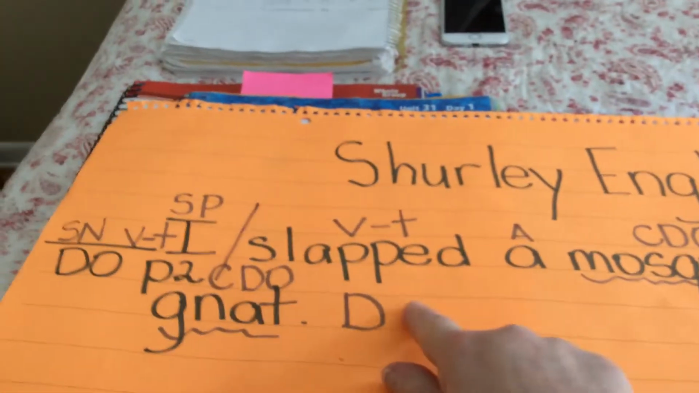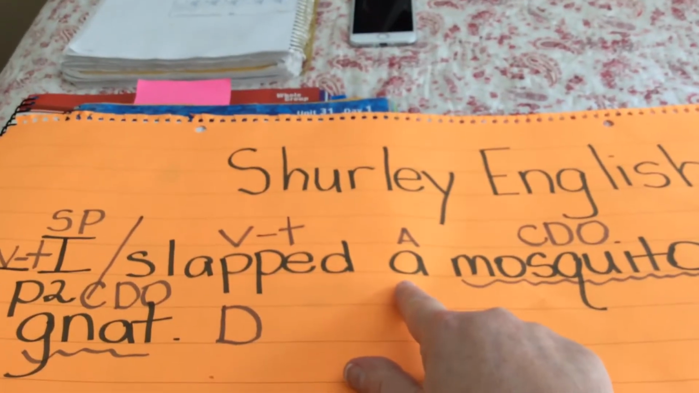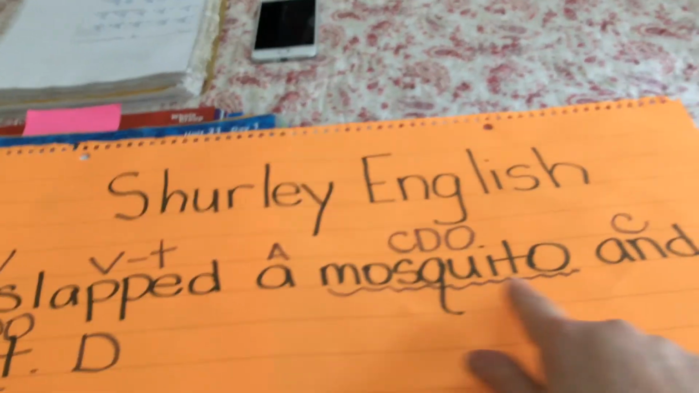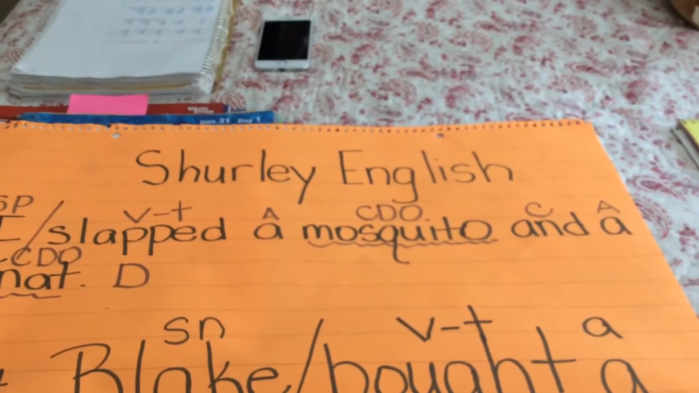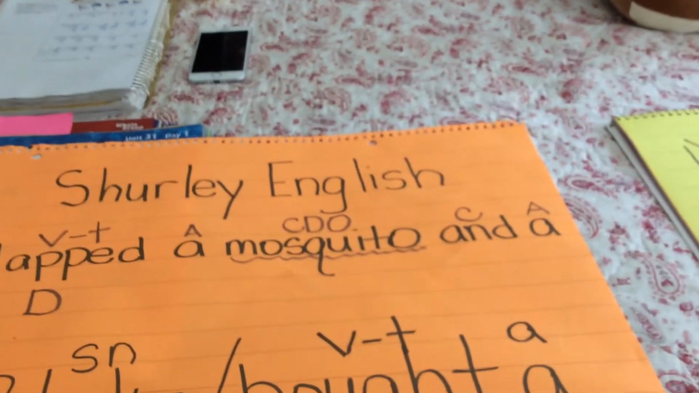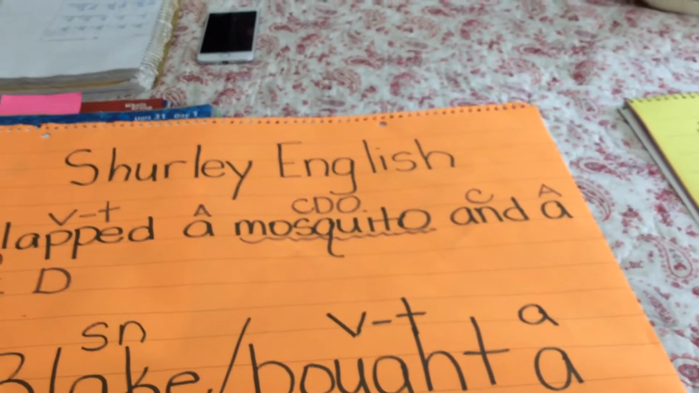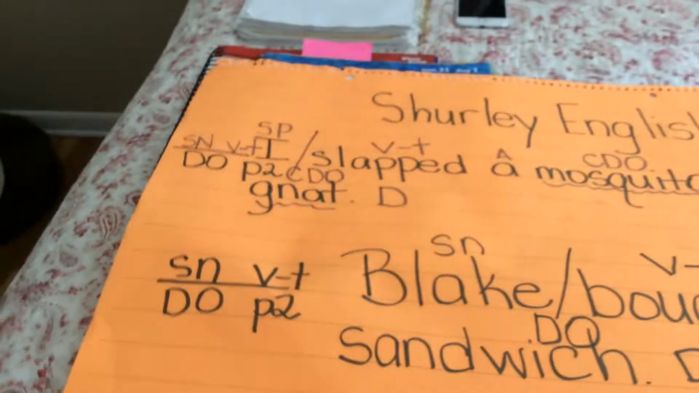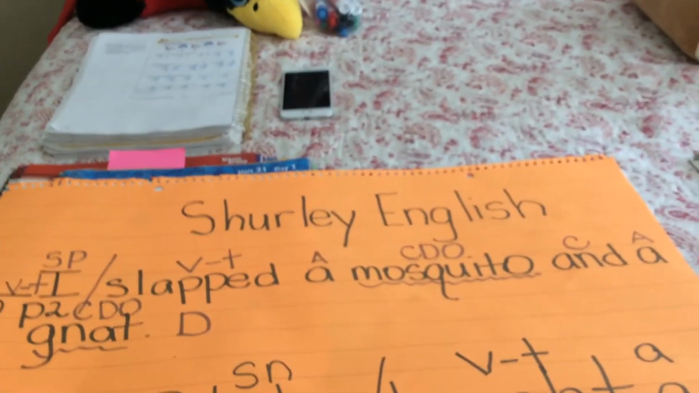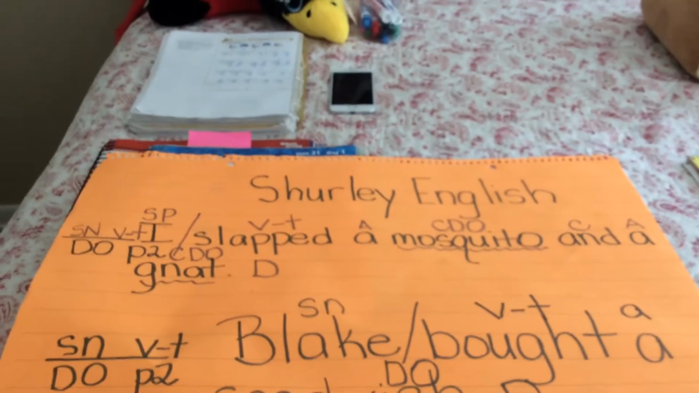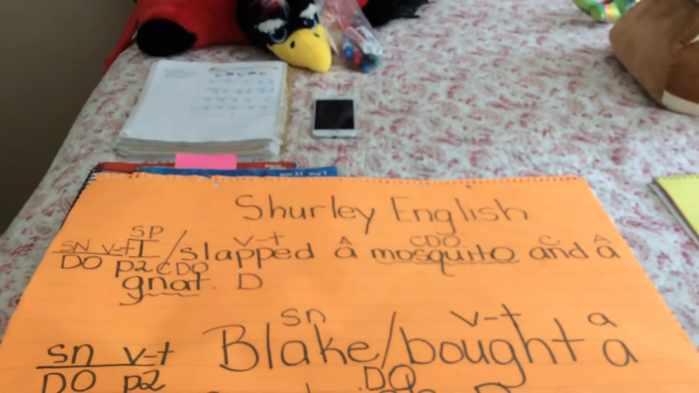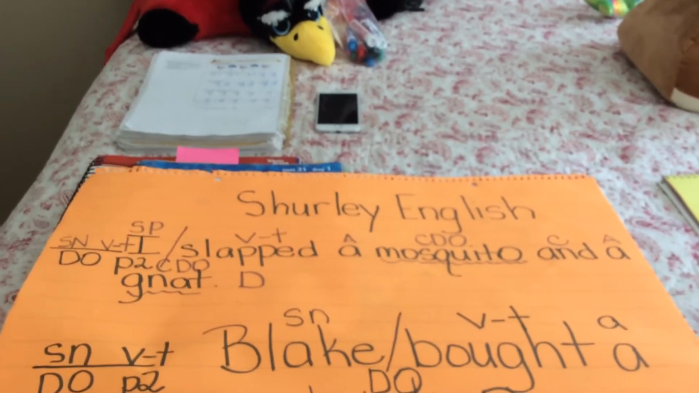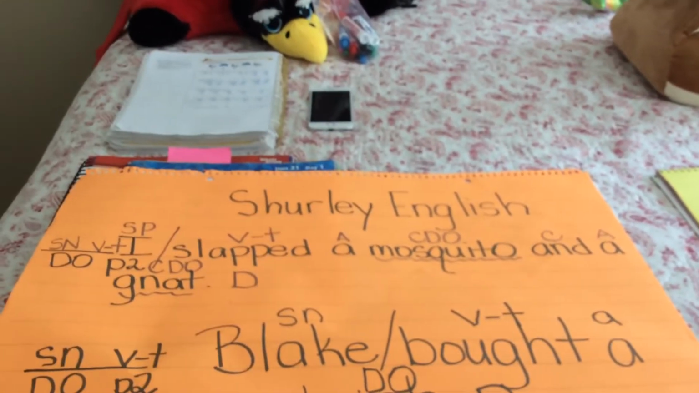Okay, so we had a, which was an article adjective, mosquito, and a gnat, which were both compound direct objects, and, which is a conjunction, a, article adjective, and a gnat. Remember, we don't have any prepositional phrases in this sentence. And the direct objects go back to, well, what did I slap? The mosquito and a gnat.